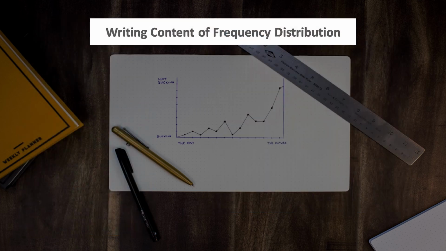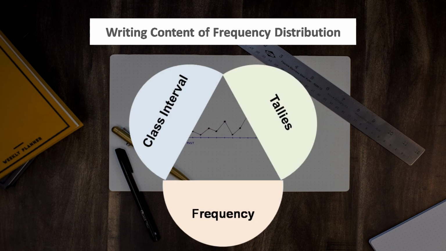Then the third step is writing the content of the frequency distribution. The frequency distribution is made out of contents and the same is written in 3 columns as shown below. The 3 columns are: first is class interval, second is tallies, and the third is frequency.